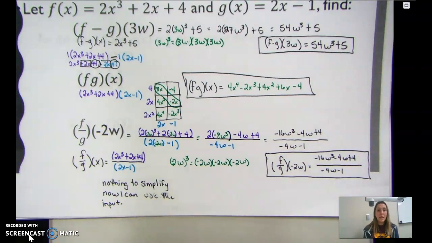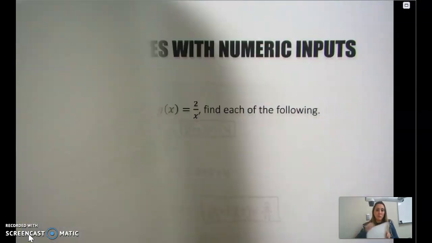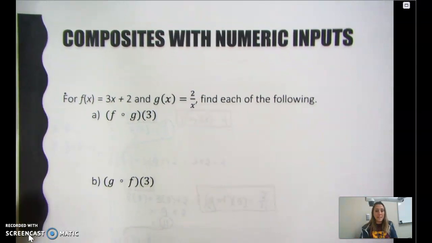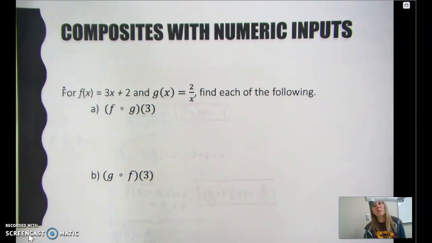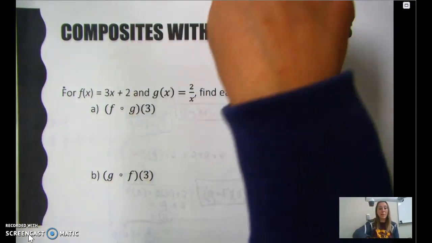All right. Now I would like you all to please get this down in your notes. We're going to do some composites with numeric inputs. So go ahead and hit pause and put this in your notes.